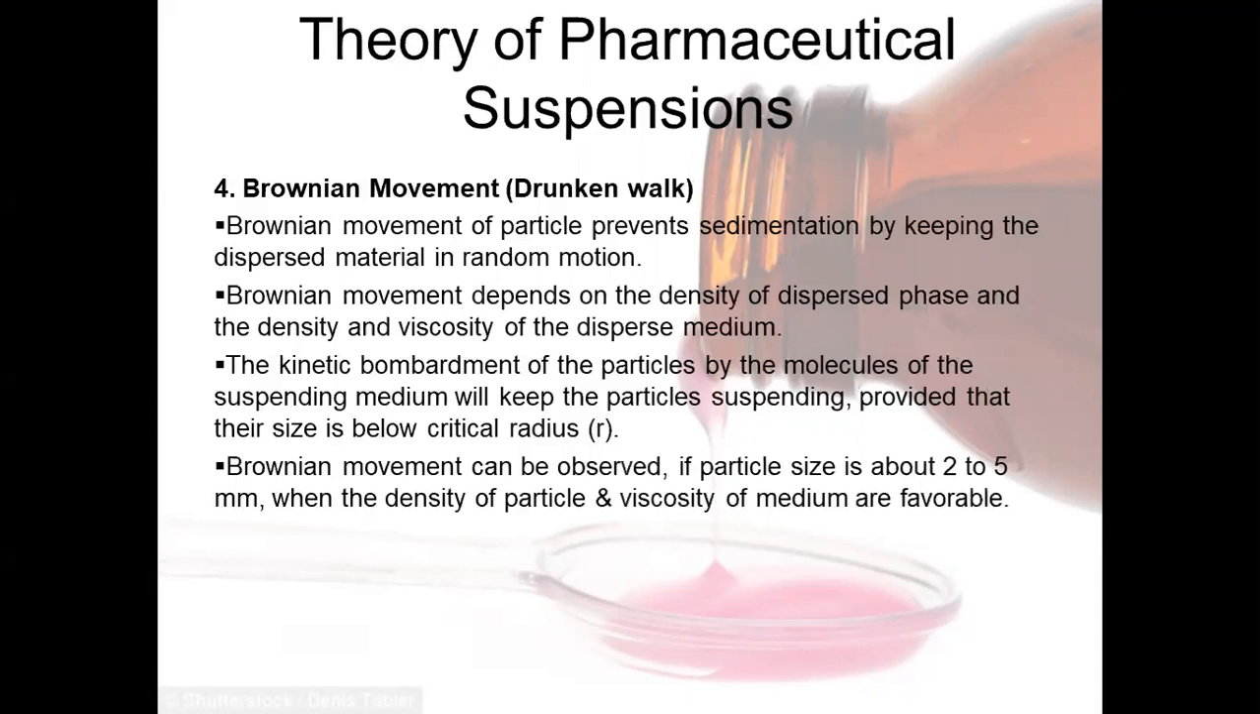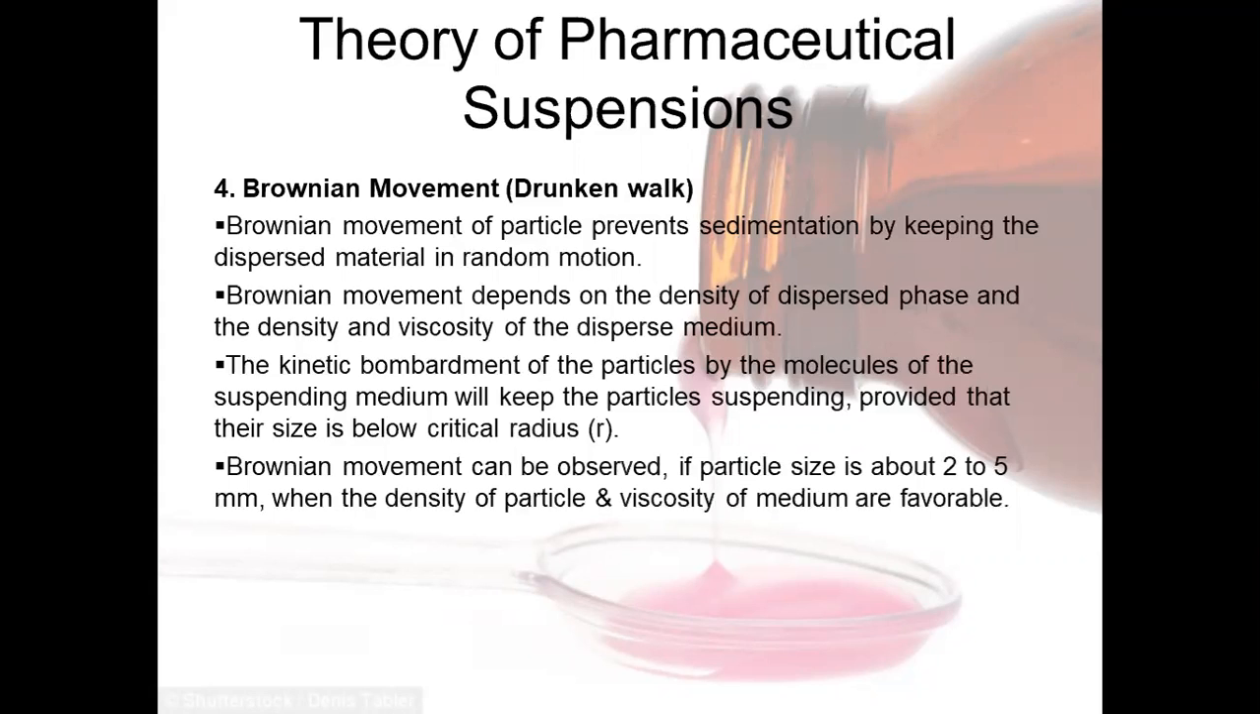viscosity of the medium. Brownian movement can be observed if the size of particles is about 2 to 5 micrometer and provided densities of particles and viscosity of the medium are favorable. So, the theory of Brownian movement proposes particle size and viscosity as major factors, which can be defined by Stokes law. Previously, we have covered these things.